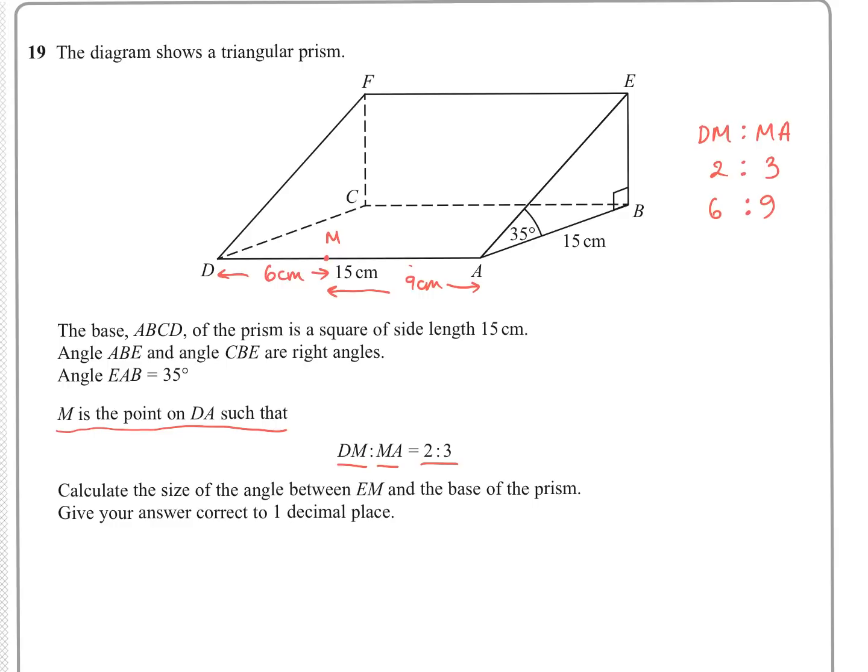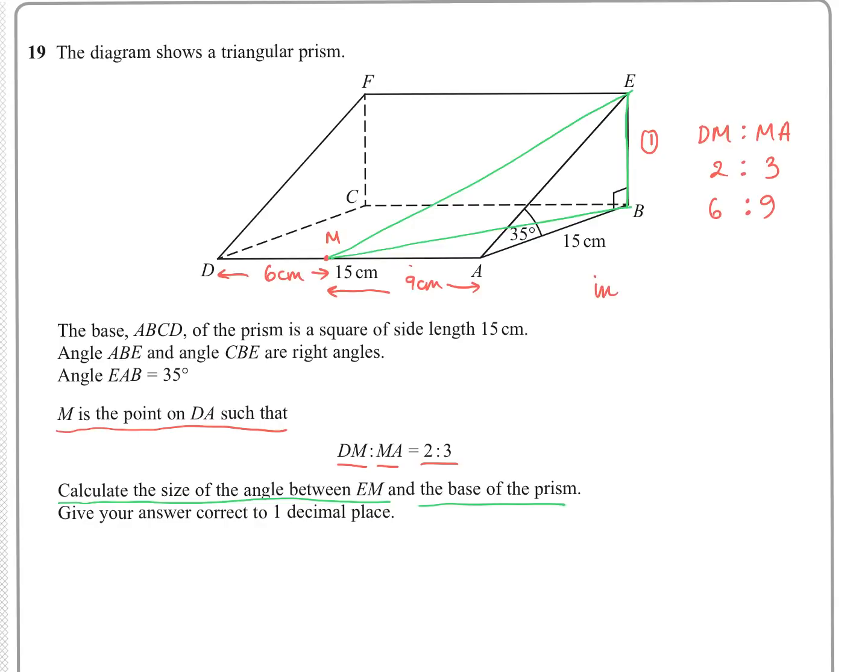So the next thing to do would be to join M up to E. So you use a ruler, obviously. I don't have that. So we're doing M to E, and then it says calculate the size of the angle between EM, which we've just drawn in, and the base of the prism. So we've really got this length, which is really key, and to make another right angle triangle using the base, we can just go from M to B. Okay, so first things first, step 1 is going to be to find EB.